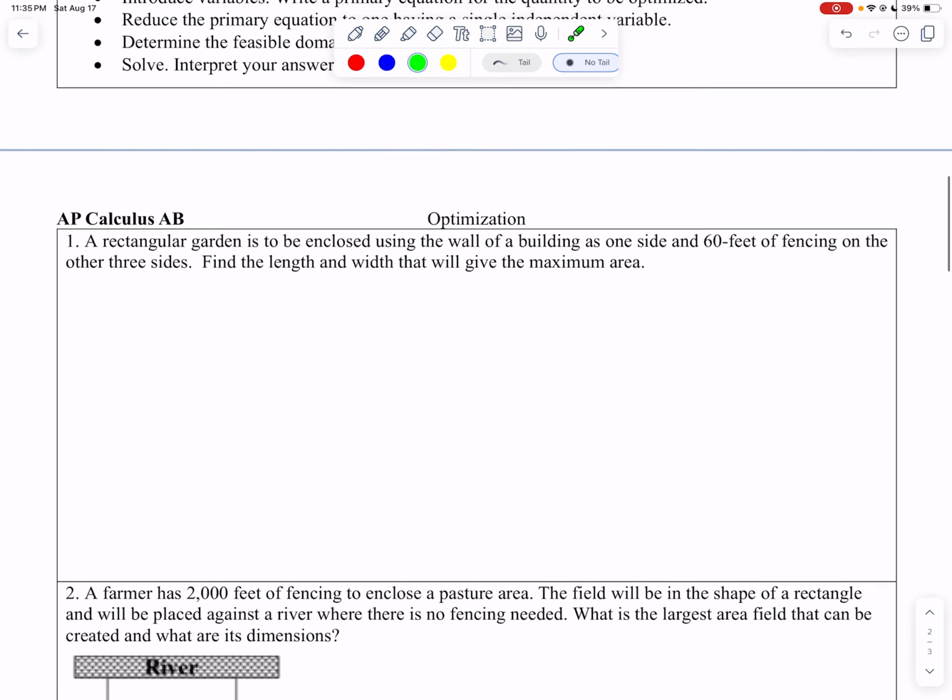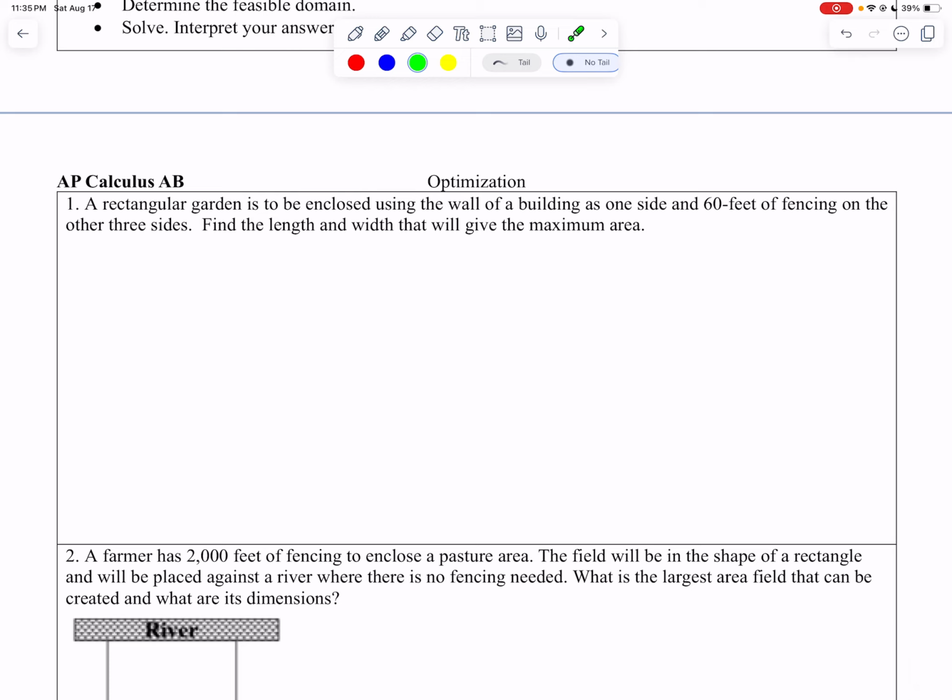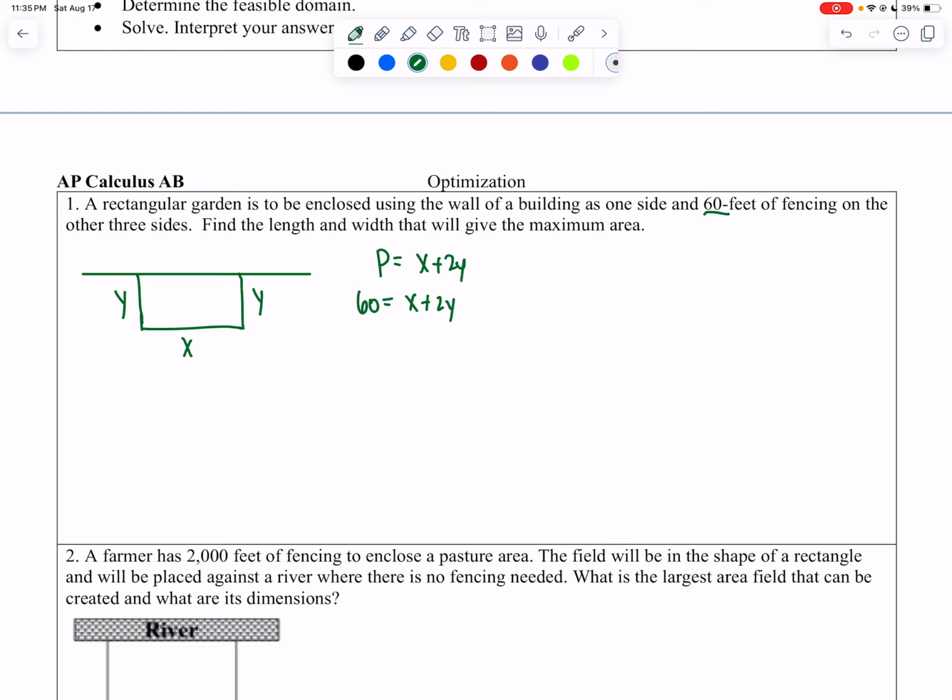So what we're going to do is look at number 1 again, but this time in a calculus way. I'm going to go ahead and draw my little garden. We have X, we have Y, and we have Y. Once again, we have 60 feet of fencing, so I have an equation. P is equal to X plus 2Y. 60 is equal to X plus 2Y. And we have the maximum area that we need to find. So that's A is equal to X times Y.